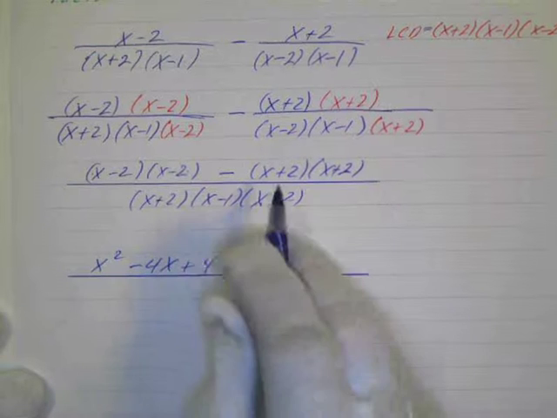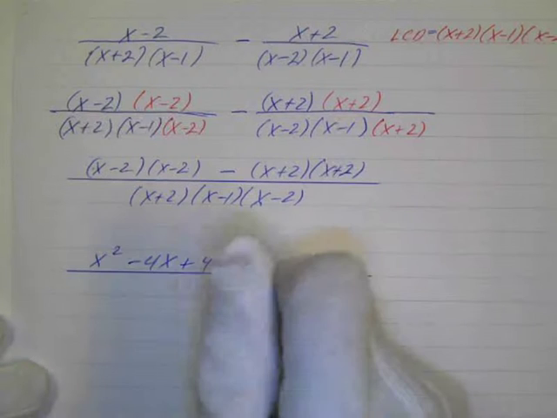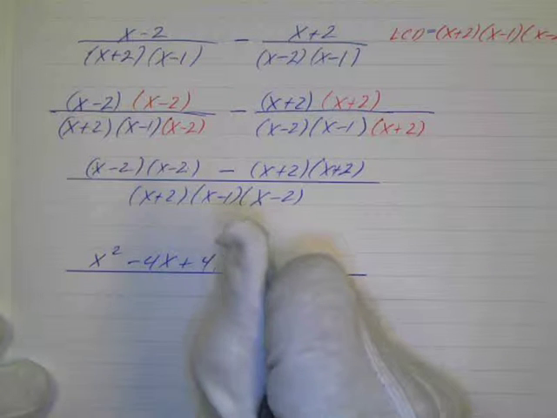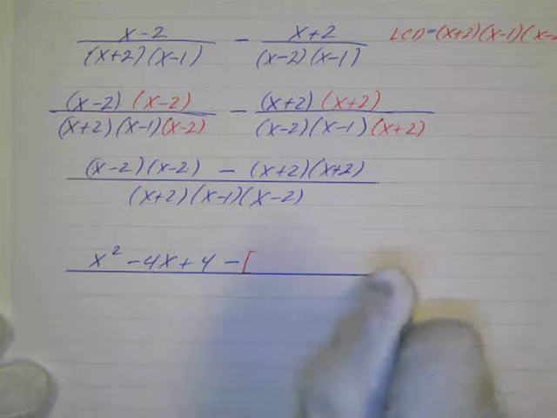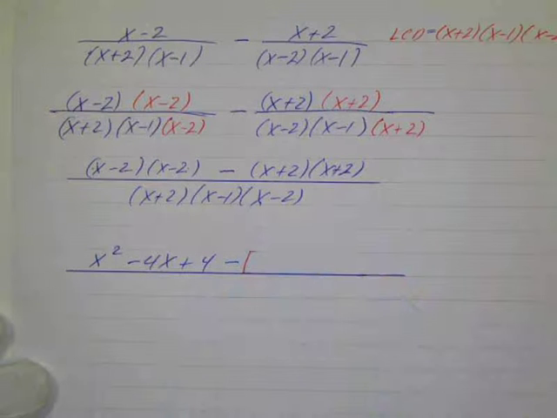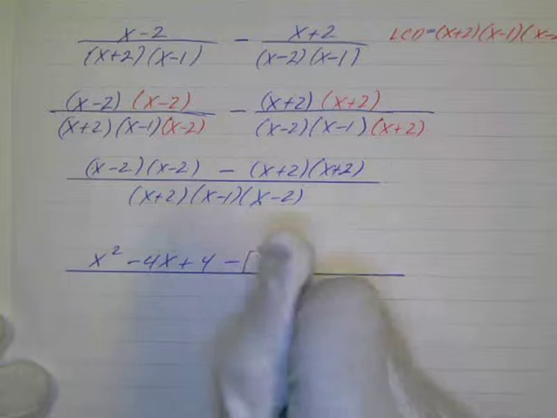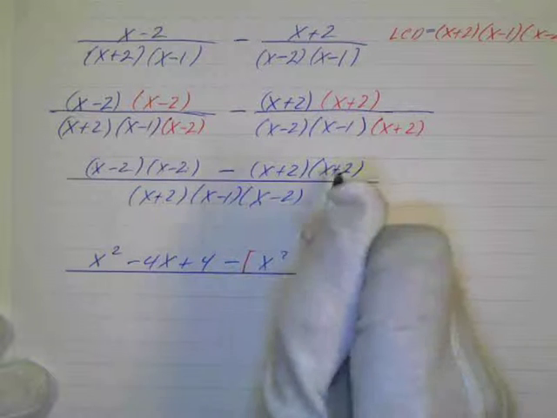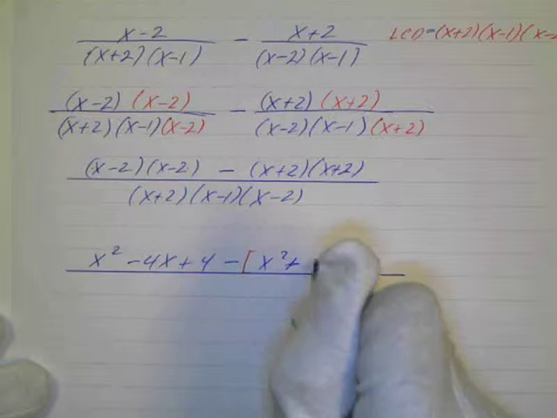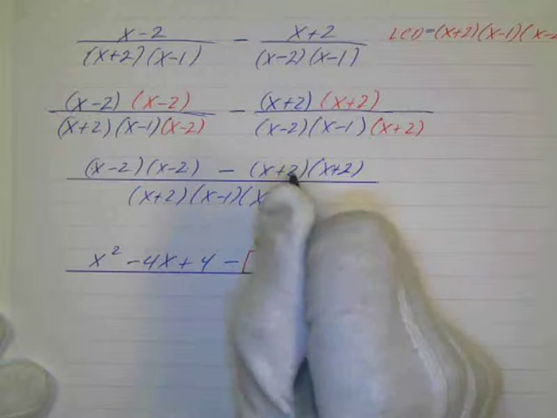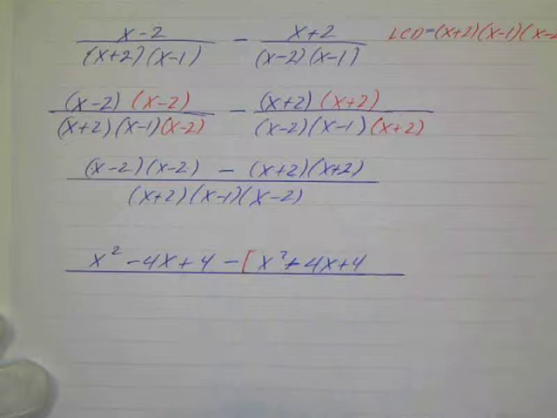Minus. Now be careful because we have a negative sign preceding this. So we have to put a little safety bracket there so we don't forget that every term is preceded by that negative sign. So please do this when you have a minus or negative. Now we'll multiply this. X times x is x squared. And then x times 2 is 2x plus 2x is 4x. And 2 times 2 is 4 plus 4. Okay.